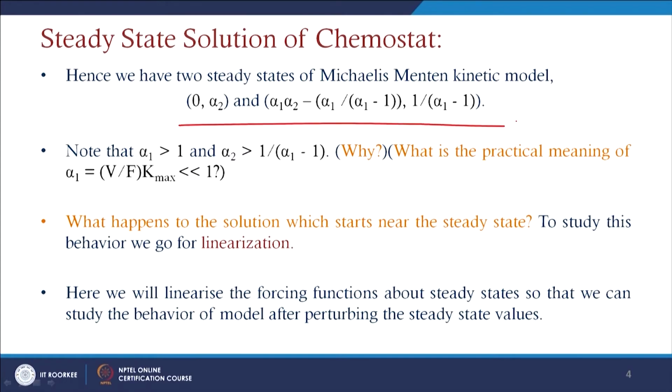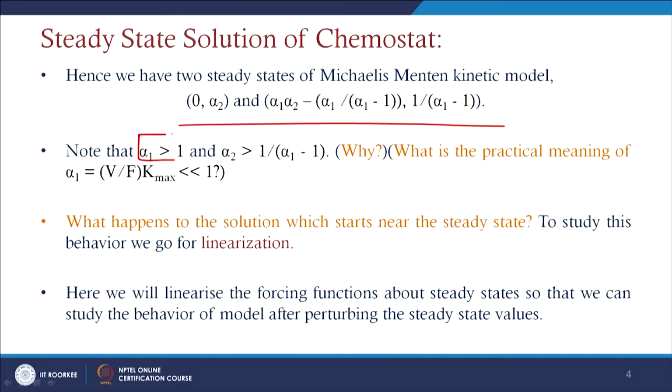And if we input some conditions for practical application, or how it will practically behave, we have to consider that alpha 1 should be greater than 1 and alpha 2 should be greater than 1 by alpha 1 minus 1. Why are we choosing that? In the next slides we can prove or verify why we are assuming this form and what its practical meaning is.